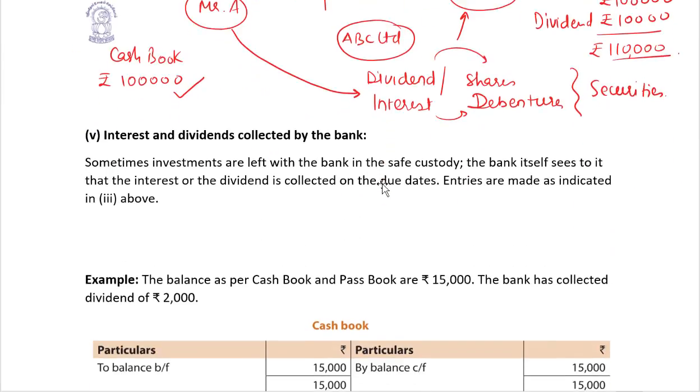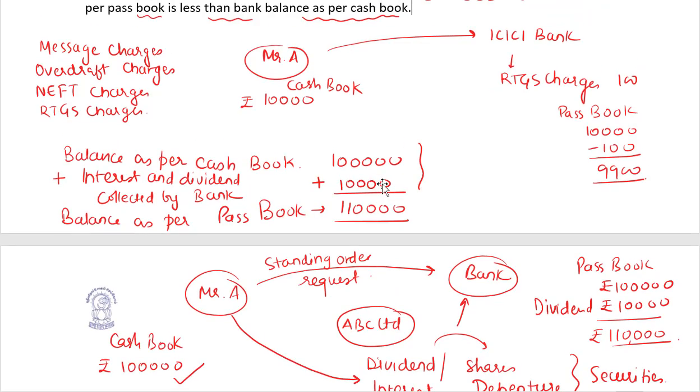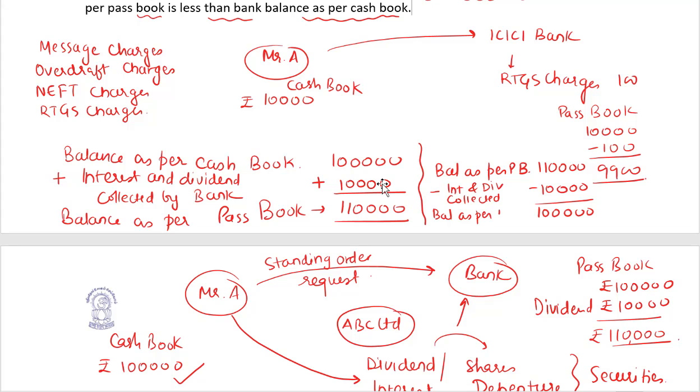But supposingly in the question balance as per passbook is given. So what is the balance as per passbook? 1 lakh 10,000. So we need to reach balance as per cash book, that is 1 lakh. We will deduct this 10,000 and we will write minus interest and dividend collected by the bank. And we will write balance as per cash book. I believe you understood these two adjustments.